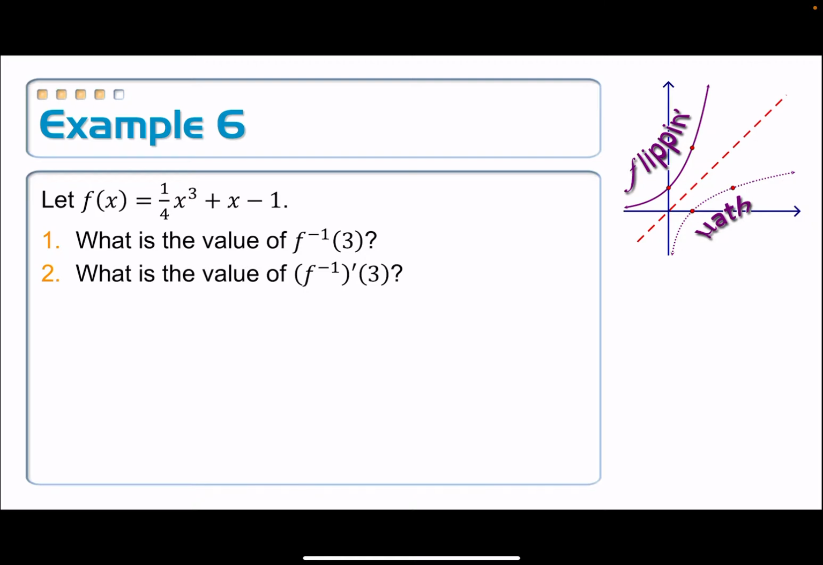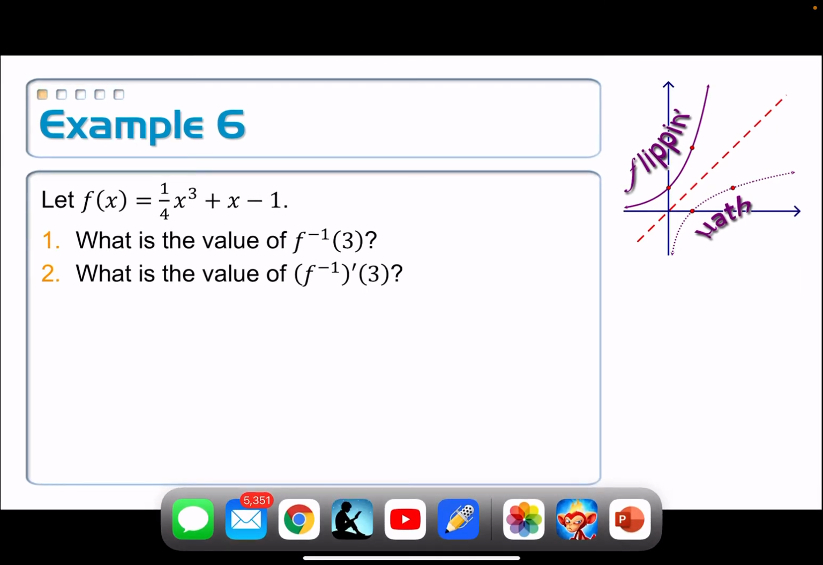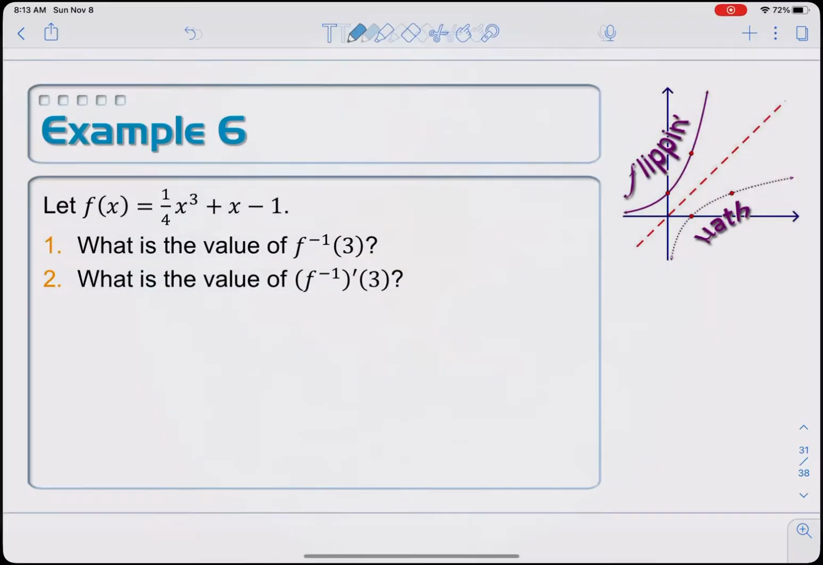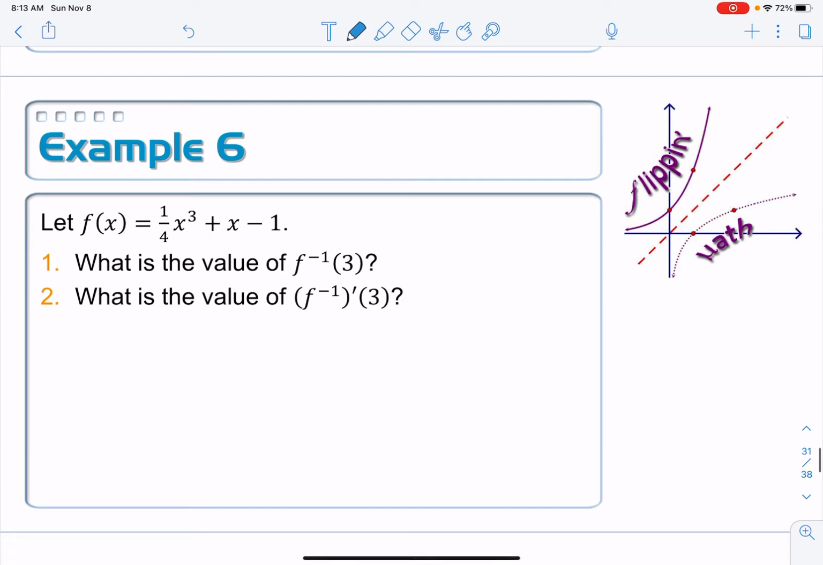Number one, what is the value of the inverse of 3? And then number two, what's the value of the derivative at that particular point? You'll see why we have to find the value of the inverse at 3 in just a moment. The most common mistake that I witness students making is that they want to stick that 3 right in there for x, because that's an x value, right? Except it's the x value on the inverse function. It is not the x value in this original function.